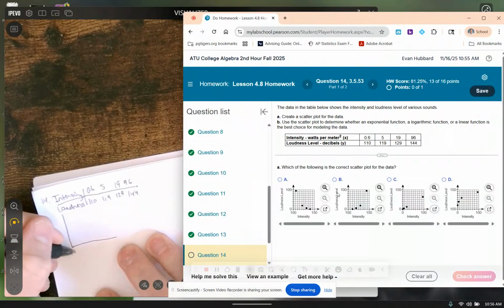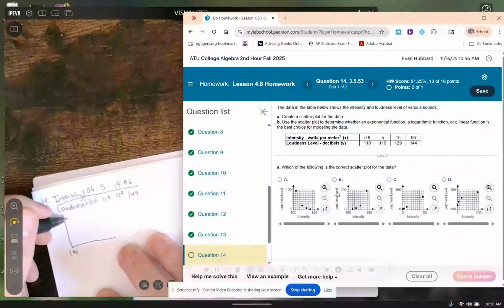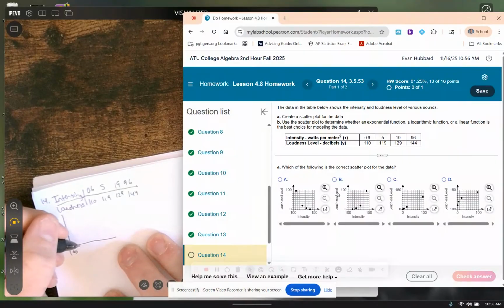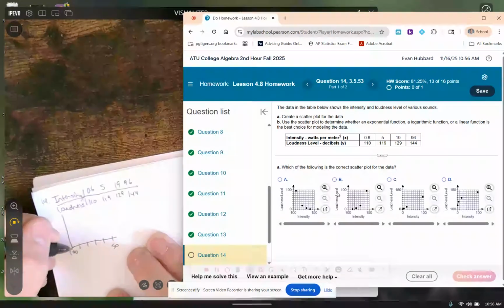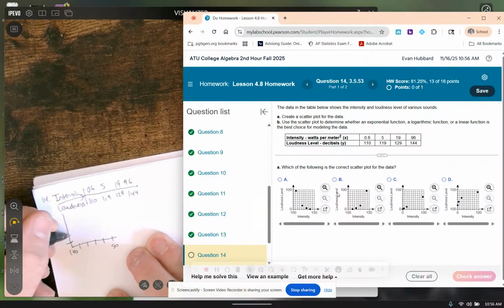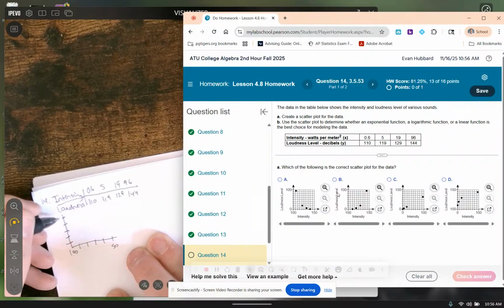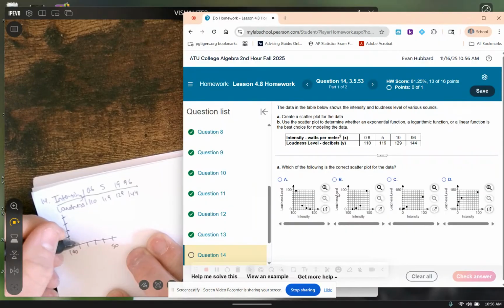You could start with X. You have to start at 0. They'll go 0 to 100 here, and so 100 to 150. So 110, 120, 130, 140, 150. And then we'll go 0 to 100: 20, 40, 60, 80, 100. So 110 and 0.6. I'm sorry, 0.6.